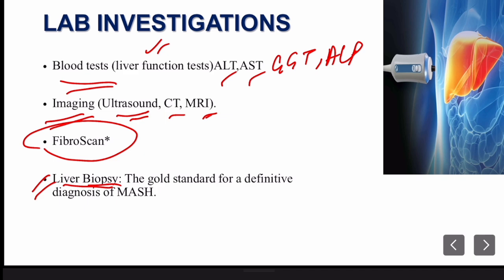To detect the underlying cause, the other investigations can be the level of blood glucose, then HbA1c. They can be done as a part of the metabolic profile. Similarly, the lipid profile, all these can be done as a part of lab investigations.